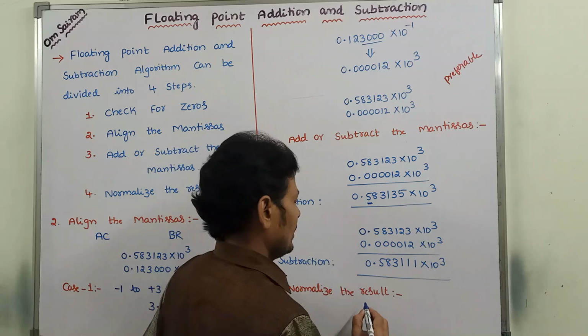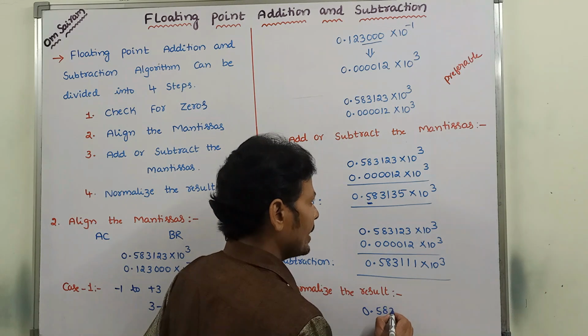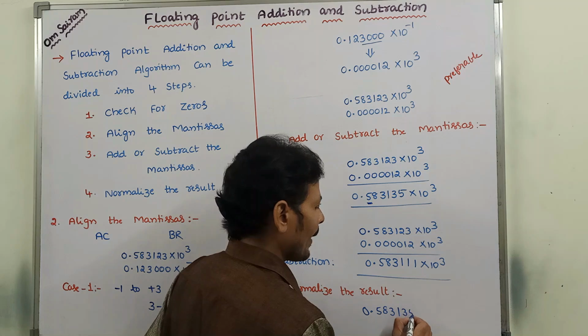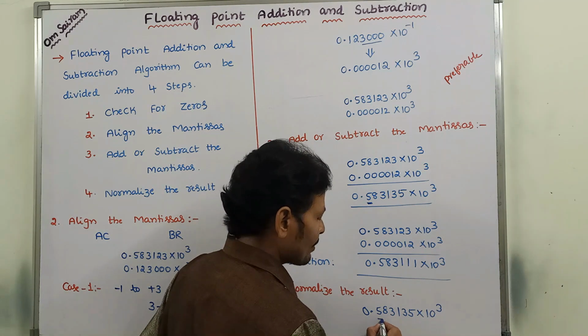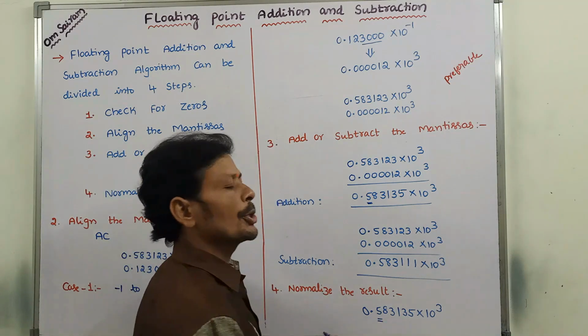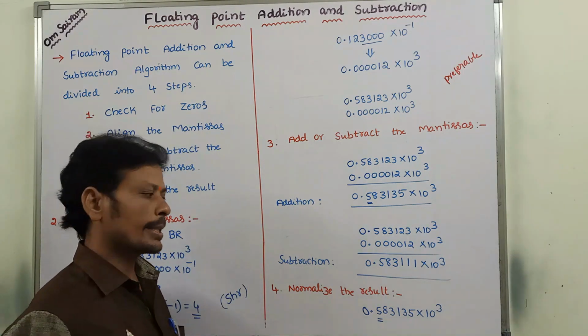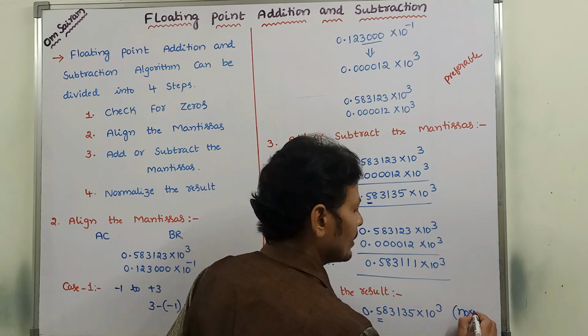Here, what is the result we are getting? 0.583135 × 10³. So the MSB bit is 5, so it is a non-zero value. Hence, we can say that this result is normalized.